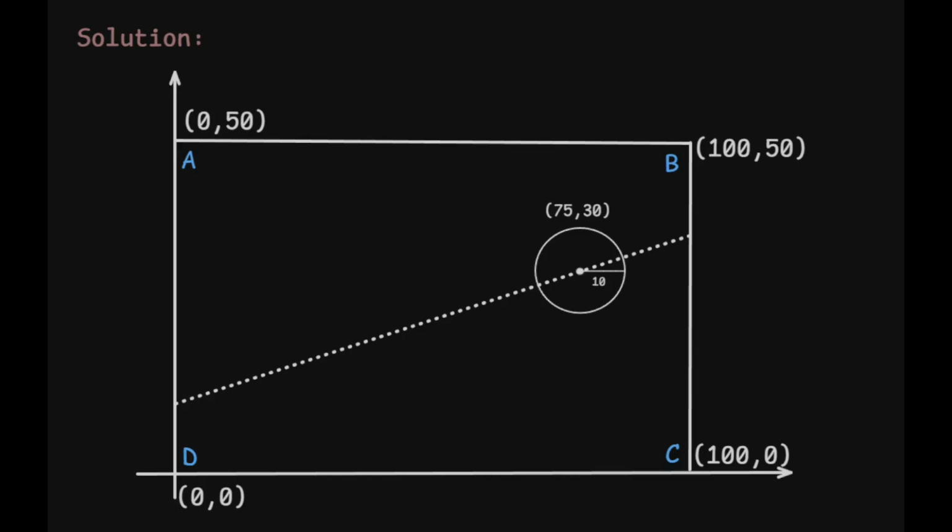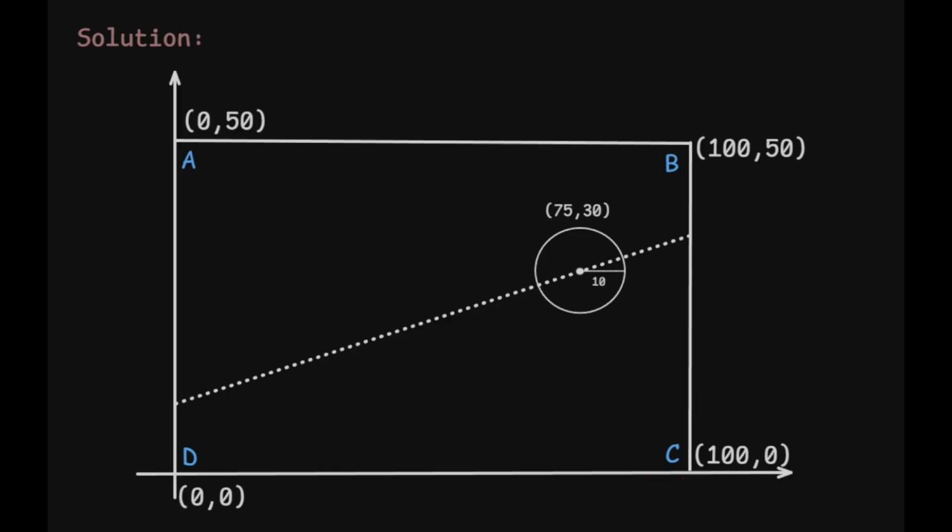So for the solution, I made a rough sketch of what it would actually look like. You can see that this is on a coordinate system, like a Cartesian plane, and I labeled our points. So I have A, B, C, and D, labeled clockwise.